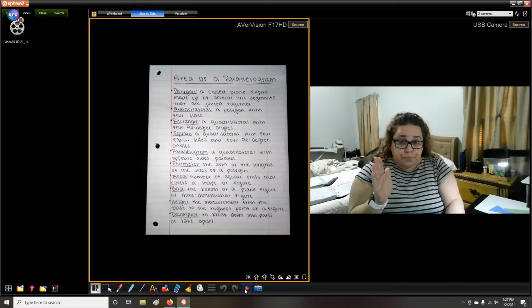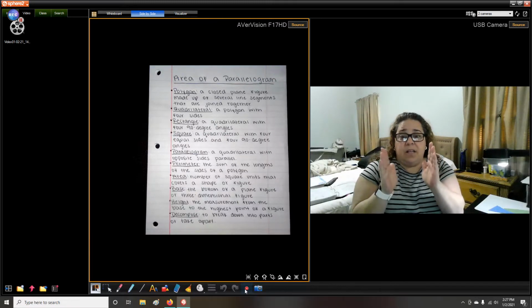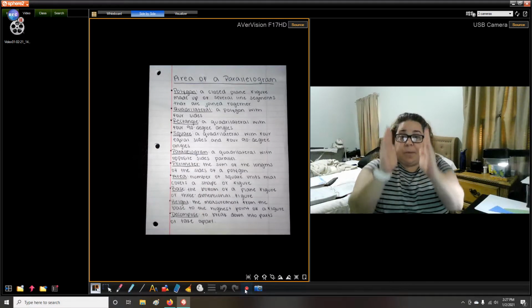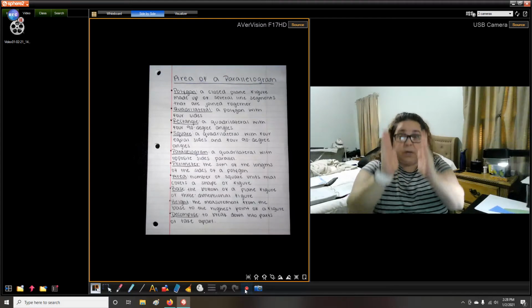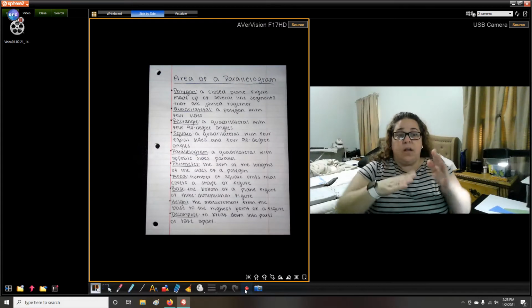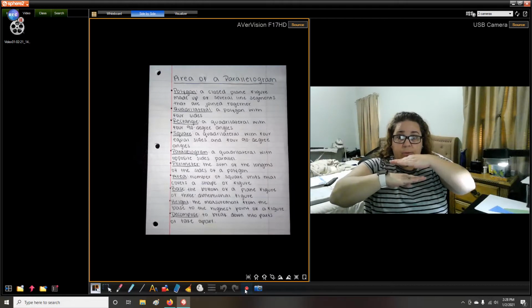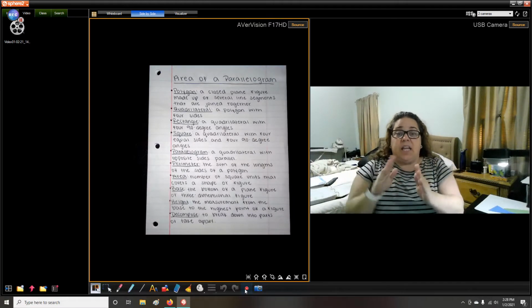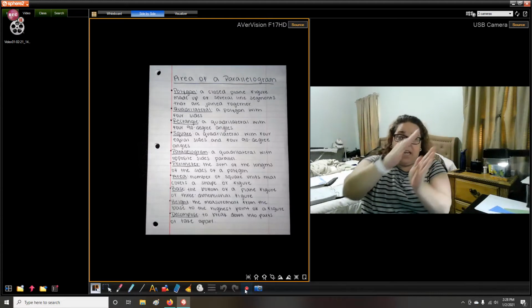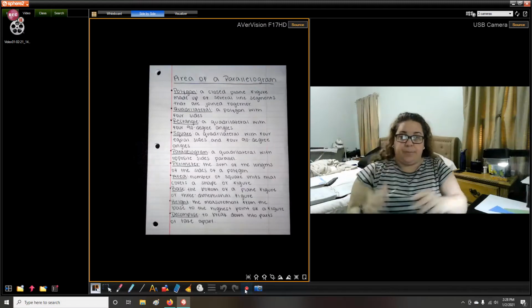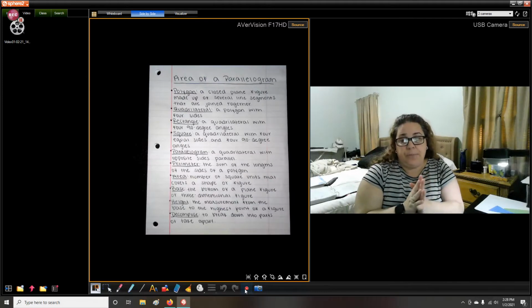Well, a parallelogram has sides that run parallel. They can run parallel vertically, which is up and down. They can run horizontally, which is side to side. They can even run diagonally, as long as they're running at that same degree. Okay, so that's a parallelogram.